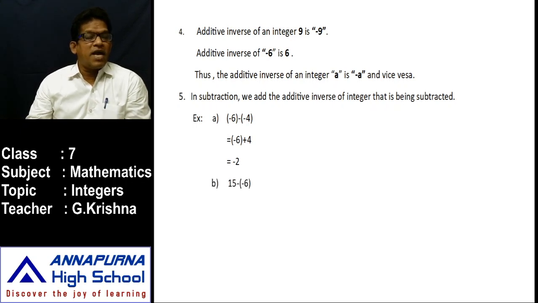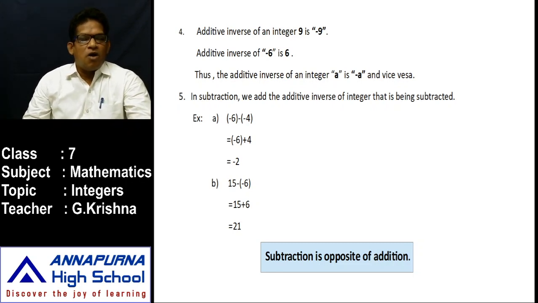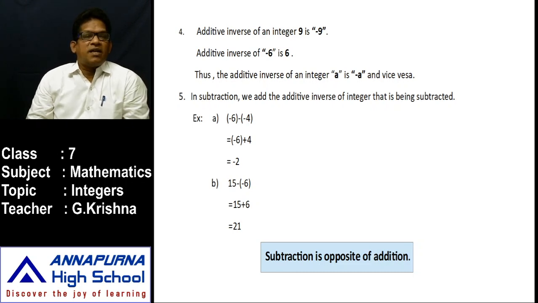B, 15 minus minus 6. What is the additive inverse of minus 6? Plus 6. Add to the first integer, 15. Therefore, 15 plus 6. Here the signs are same. Both are positive integers. Therefore, it is equal to 21. So, this is the subtraction of integers, and subtraction is the opposite of addition. So, students, we will continue in the next video.